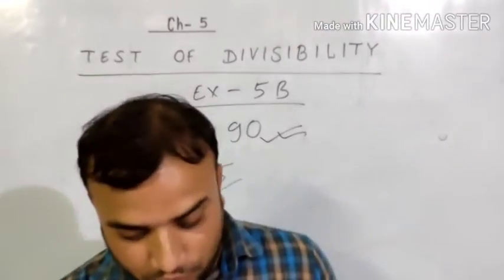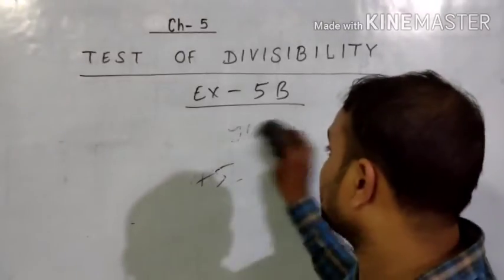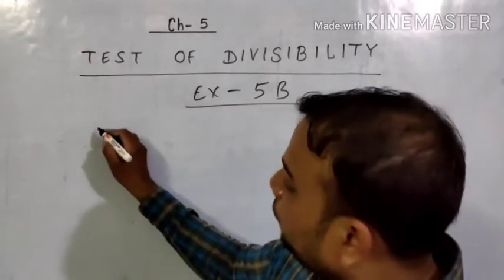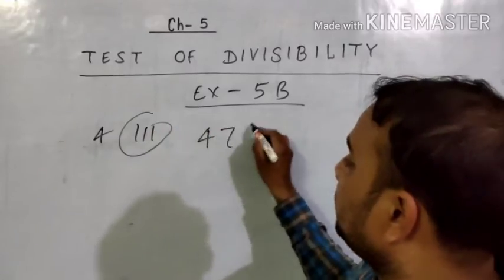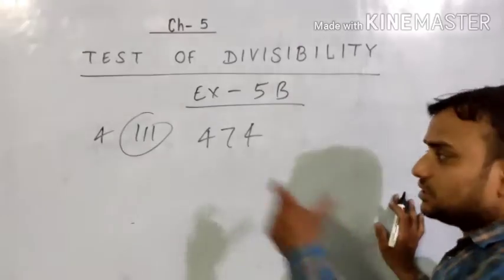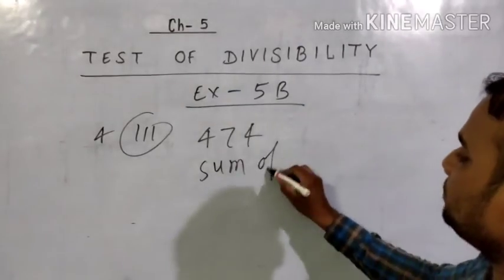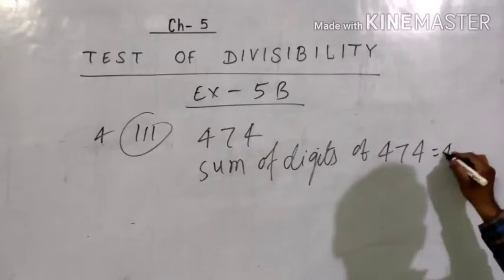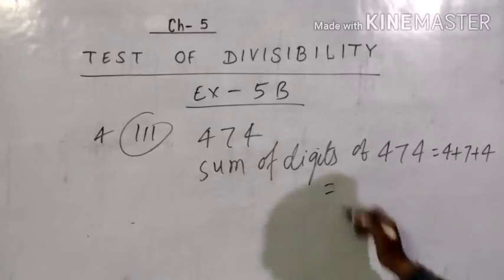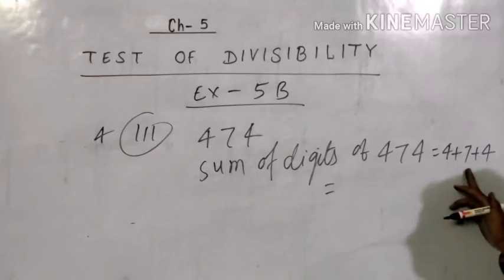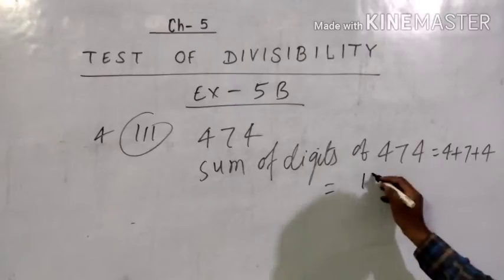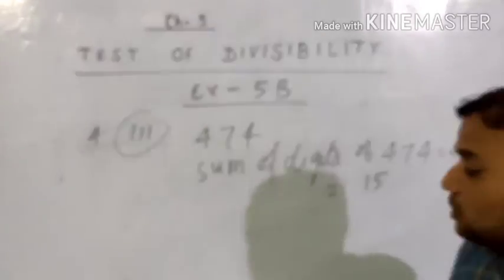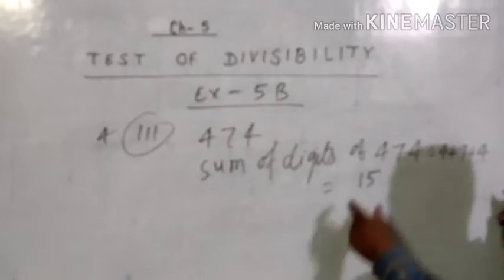Again, question number 4. Which of the following numbers are divisible by 3? Dear students, you have some questions. Is 474 divisible by 3? Check it. Sum of digits: the sum of digits of the given number 474 equals 4 plus 7 plus 4. Equal to what? 4 plus 4 is 8, and 8 plus 7 is 15. And dear students, we know that 15 is divisible by 3. So the sum of digits is divisible by 3.